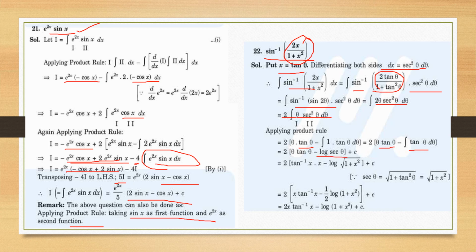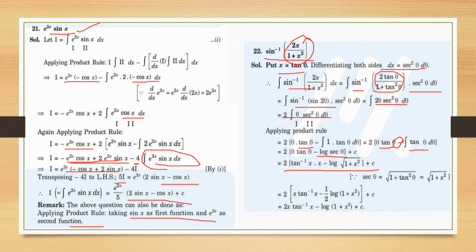You can take minus log mod cos x, can also be taken, right? So here minus log mod secant x. It is not actually minus, it is because of this sign. Actually the integral of tan is either minus log mod cos or it is log mod secant. So log mod secant is taken here.